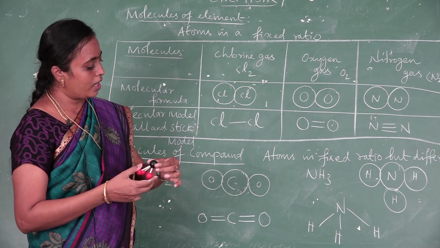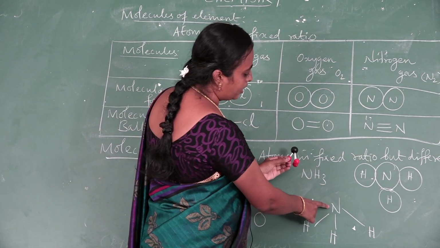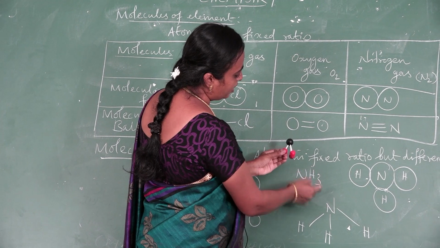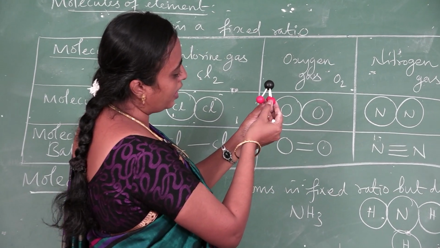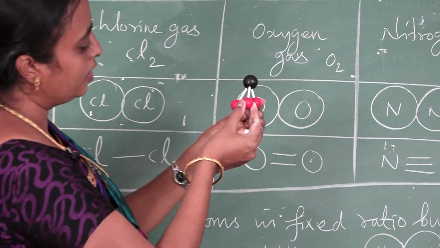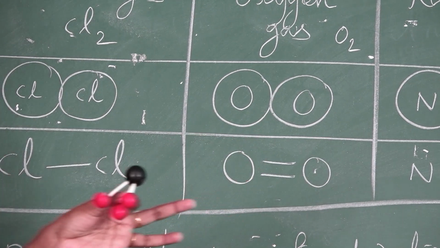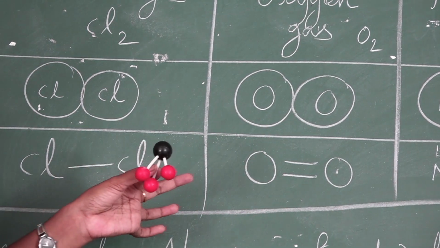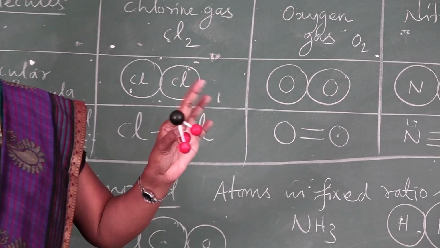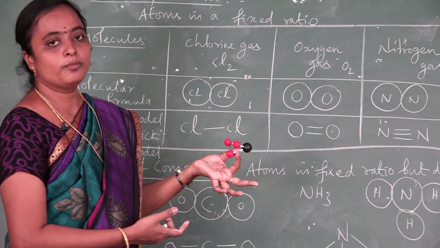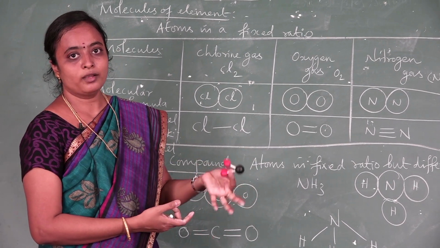So by using a ball and stick model, I can indicate this black ball indicates a nitrogen, and this is a bond with 1 hydrogen, and this is a second bond with the second hydrogen, and this is a third bond with the third hydrogen atom. So by using a ball and stick model, we can represent the atomic model and show how the bond will be formed. Like that, I will give you one more example, the water molecule.